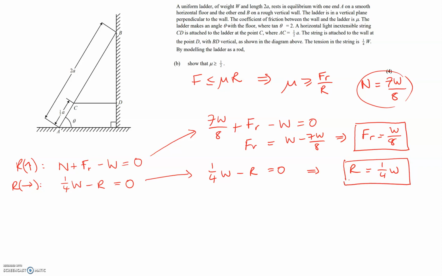So knowing that mu is greater than or equal to friction over the reaction force, finally mu is greater than or equal to W over 8 over W over 4. W's cancel, and that becomes 1/8 over 1/4, which is 1/2. So mu is greater than or equal to 1/2.